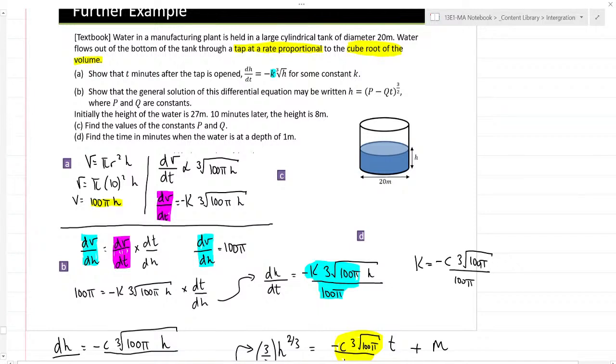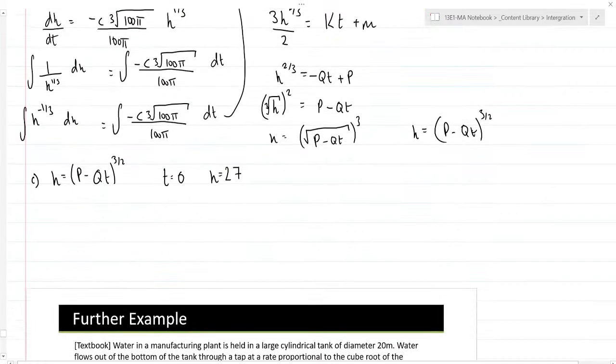Now, I'm just going to check, is t in minutes? Does it say that? It does say t in minutes, yeah? So t is in minutes, so when t is equal to 10, h is equal to 8. So when t is equal to 10, h is equal to 8.